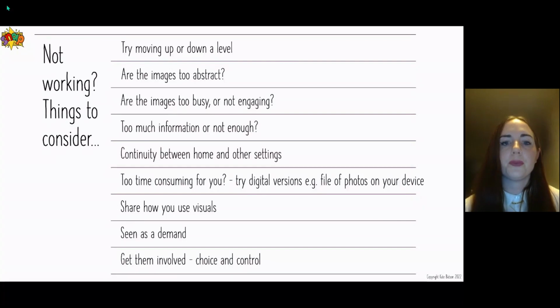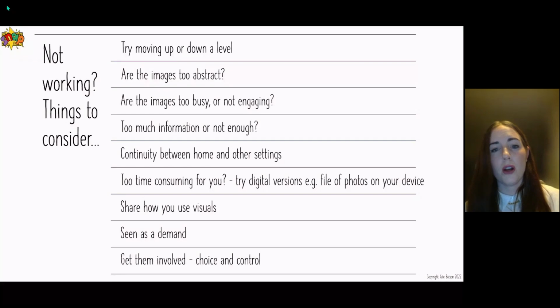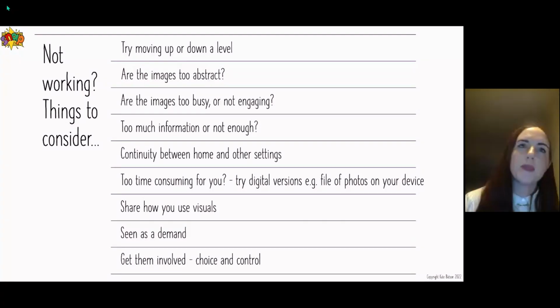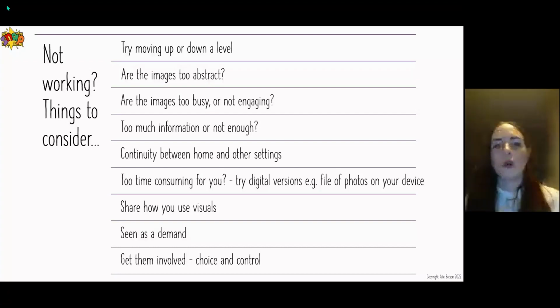Again, thinking about how much information we are presenting. Is it too much? Is it not enough? And trying to find that balance. If your child, in any other setting, uses any type of visuals, whether it's a visual timetable at school or preschool or college or whatever it is, is there any continuity that you can have between home and school so that they know, right, this is what my visual timetable looks like wherever I am?